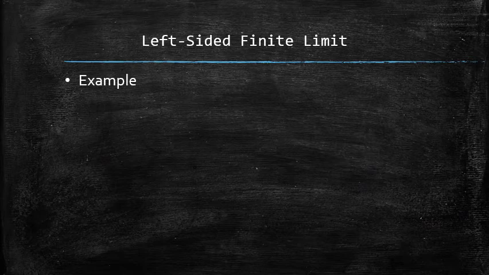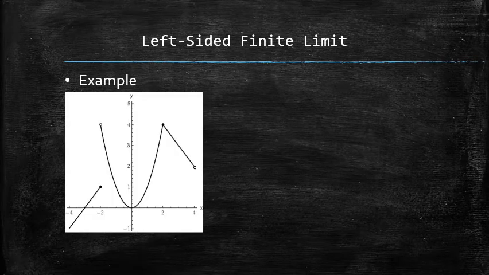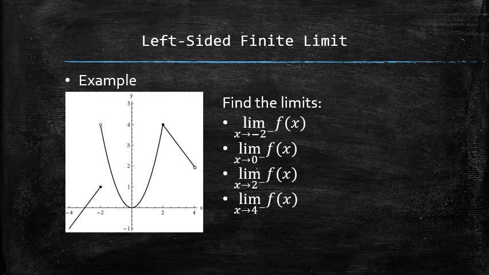Let's do an example. Consider a function defined by the following graph. And let's find the following limits. In other words, let's write the left-sided limit statements to describe the behavior of the graph at the following locations.